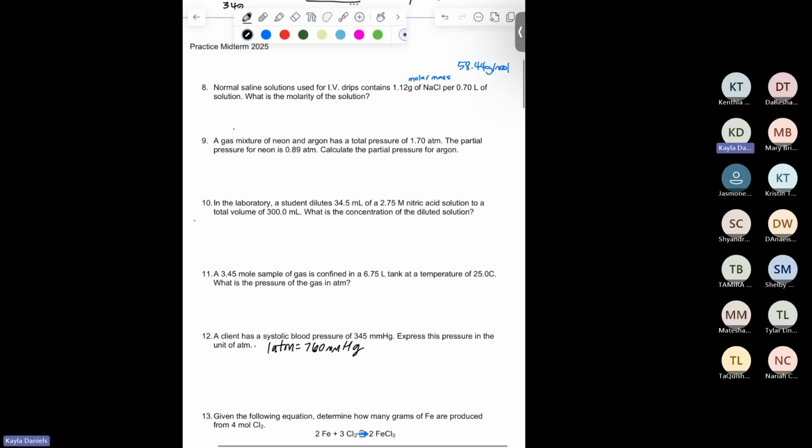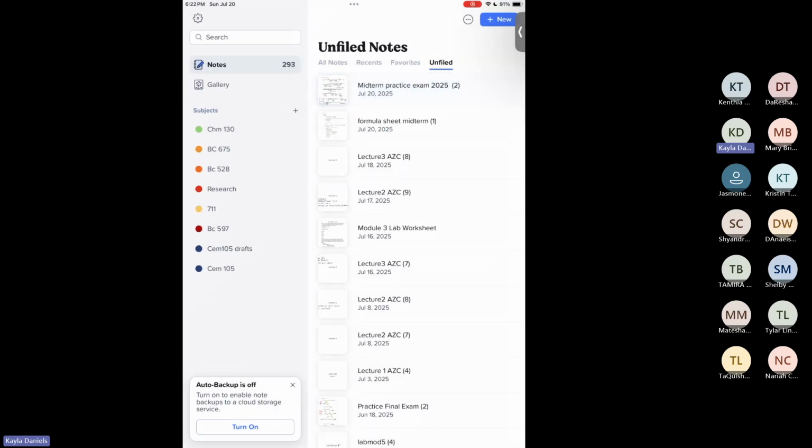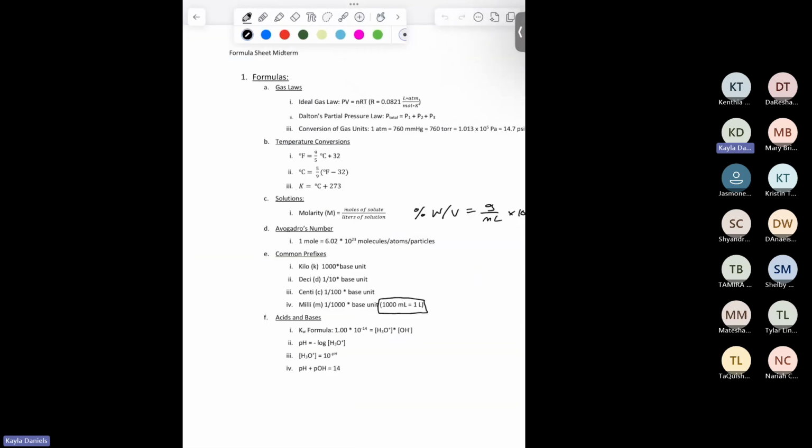Number 8, a normal saline solution used for IV drips contains, I made this number up, do not tell patients or your work or anything, 1.12 grams of NaCl per 7 liters of solution. What is the molarity? All right, so if you forget what the heck molarity is, it is here. Moles over liters.